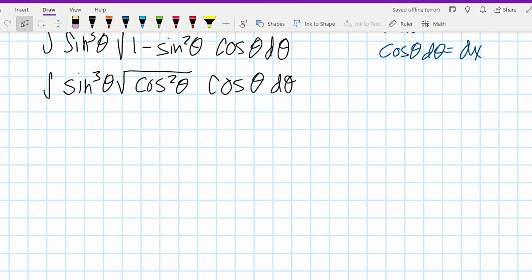And just to simplify this some more, we can say that this squared right here will knock off our square root, and then we will multiply these together. So you will have just cosine because of this, and then when you multiply them, it'll become cosine squared. So you have sine cubed theta times cosine squared theta d theta.